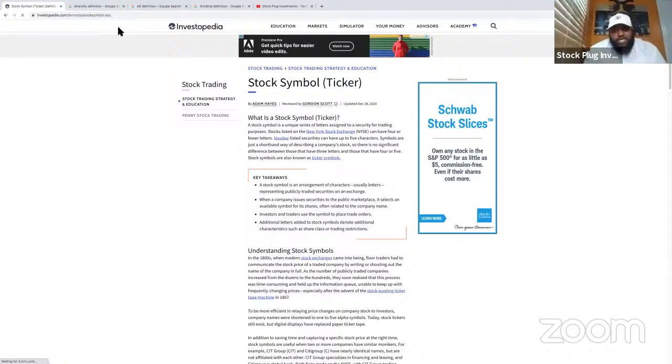So if you're looking for this stock on Robinhood or whatever platform you on, you can type in the actual name of the company, or you can type in the 3 to 4 letter ticker and it'll pop up.